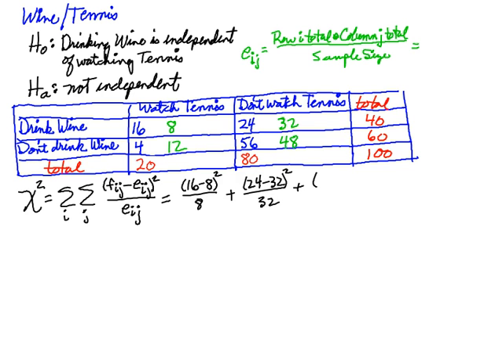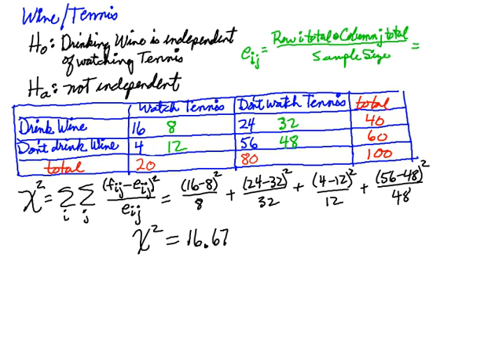And then going to the next one, I have 24 subtract 32 square divided by the 32. And then I have 4 subtract 12 square divided by 12. And 56 subtract 48 square divided by 48. And I get that equal to 16.67. That is my chi-squared value. That is my test statistic. And I want to use it to run the test.